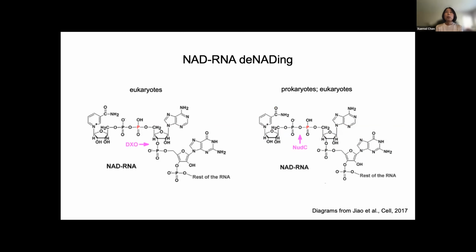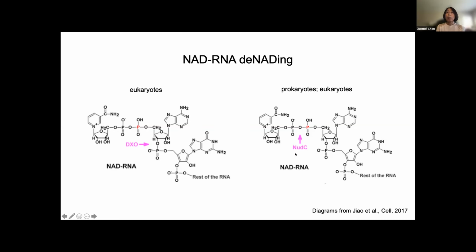So NAD can also be removed from RNA, and there are at least two types of enzymes that can remove NAD from RNA. One is DXO. So DXO is present in all eukaryotic lineages, such as fungi, plants, and animals. And DXO can remove the entire NAD moiety from RNA, resulting in a 5' monophosphate RNA. A second class of enzymes that deNADs NAD RNA would be the Nudix family of proteins, and the representative would be E. coli NudC. So this NudC protein can remove the NMN moiety from the NAD RNA, again resulting in a 5' monophosphate RNA.